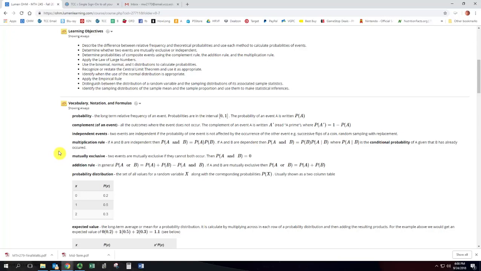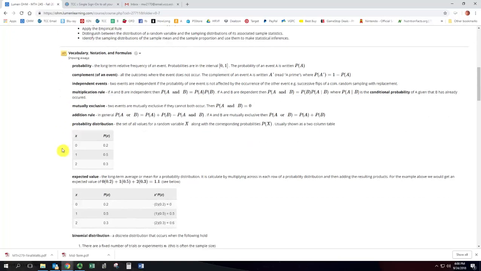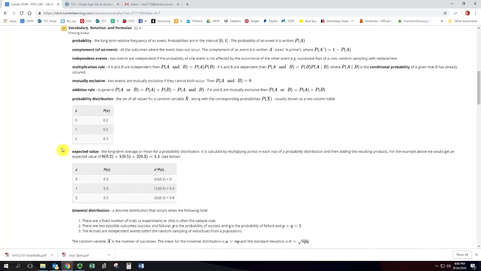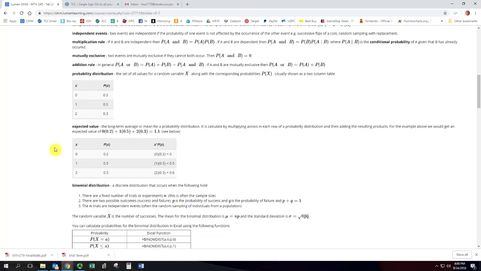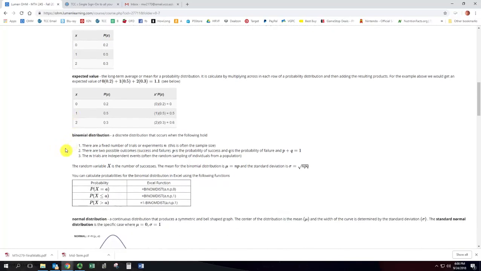Some of this stuff should look kind of familiar from previous stuff you've learned about with probability. So here's just all the general basic rules of probability. Do a review of that. Then you get to probability distributions, which should look a lot like relative frequency distributions. And then we can get expected value from that.